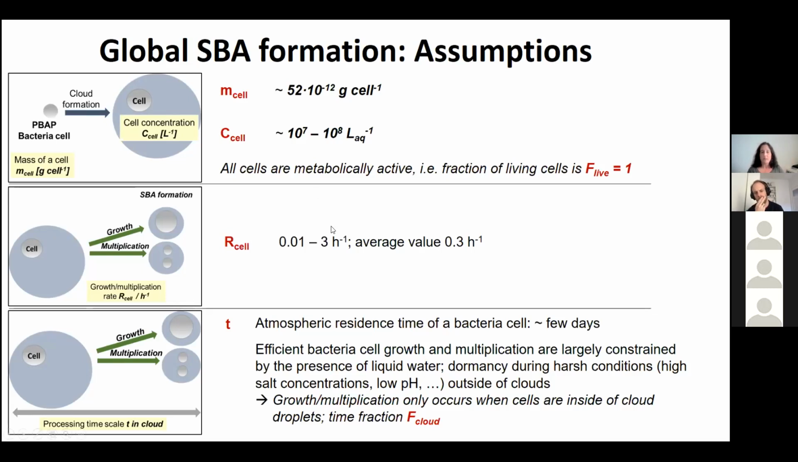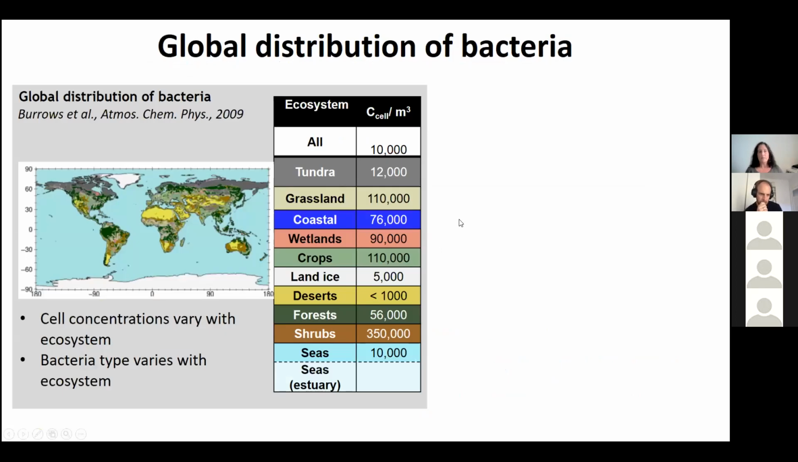So basically, we based our estimate on a previous global model study by Burrows et al., where the authors looked at bacteria concentrations above different ecosystems. I tried to color code this table by the same colors here, for example, desert in yellow and so on. Obviously, there are different concentrations because different ecosystems emit different amounts and different types of bacteria.